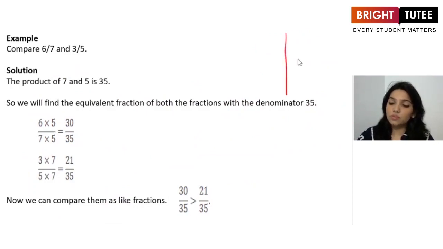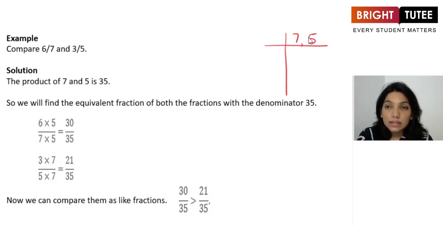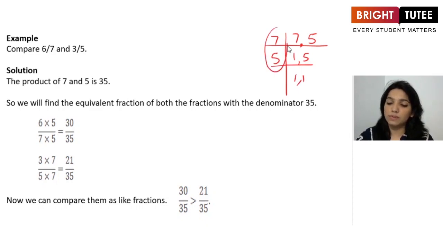Let us write down what is the LCM of 7 and 5. Clearly, 7 goes into 7 and 5 goes into 5. So they are basically prime numbers that don't have any common factor. So the LCM comes out to be 7 times 5, that is 35.